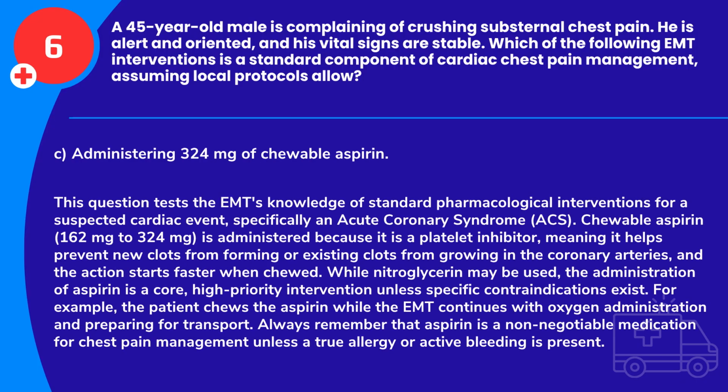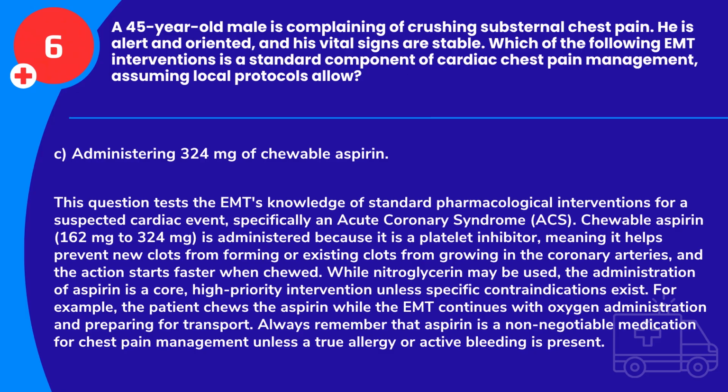Answer. Administering 324 milligrams of chewable aspirin. This question tests the EMT's knowledge of standard pharmacological interventions for a suspected cardiac event, specifically an acute coronary syndrome, ACS. Chewable aspirin, 162 mg to 324 milligrams, is administered because it is a platelet inhibitor, meaning it helps prevent new clots from forming or existing clots from growing in the coronary arteries, and the action starts faster when chewed.